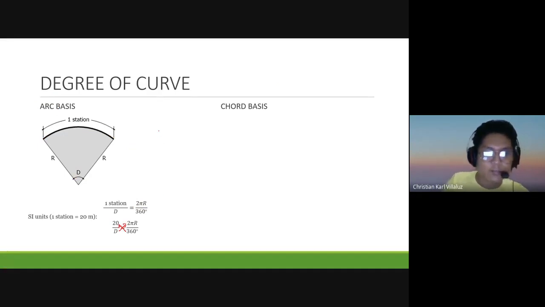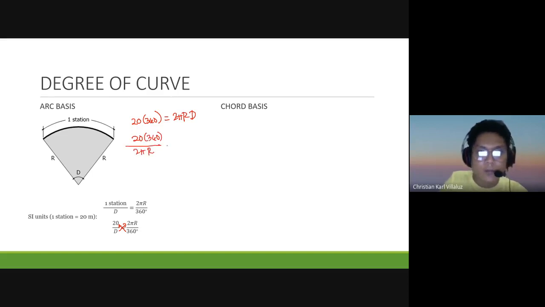Now, to determine D, cross-multiply natin. We will have 20 times 360 equals 2 pi r D. So, divide both sides by 2 pi r. We have 20 times 360 over 2 pi r equals D.